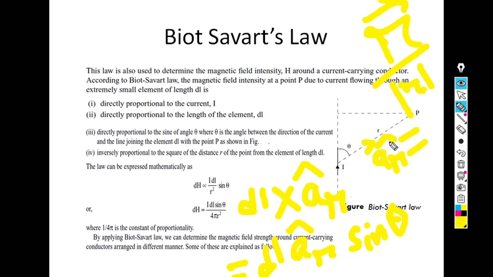Next we will find the total magnetic field strength, the total flux density. Suppose this conductor is infinitely long and current I is flowing through it, and it is placed in an xyz coordinate system, along the z axis, with this point in the xy plane. What will be the total magnetic field strength at this point P? We will solve this problem for different cases.